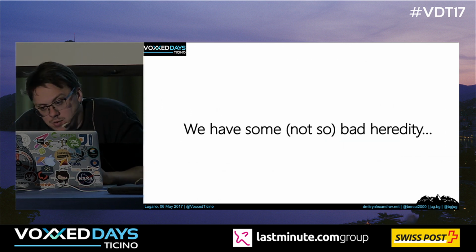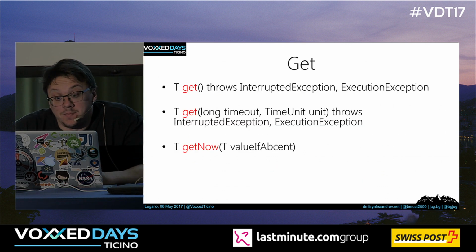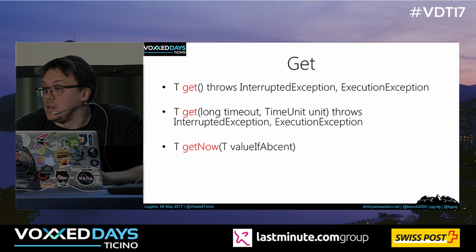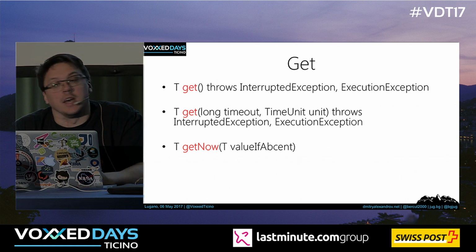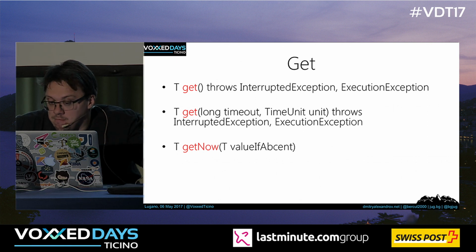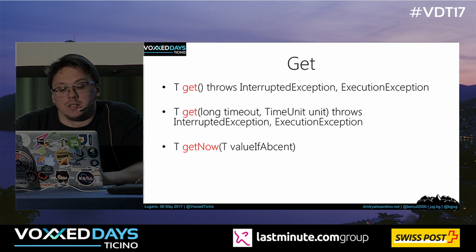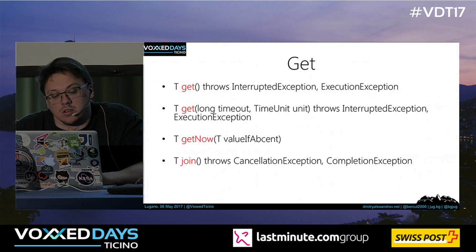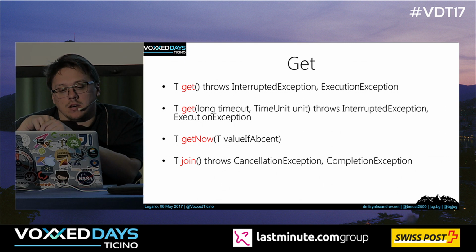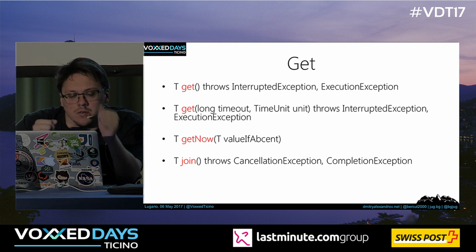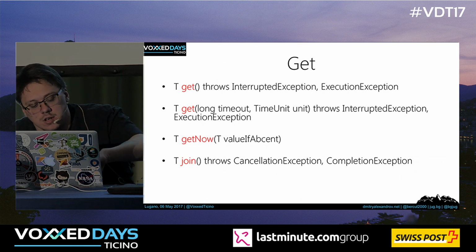But as I told you, we have some bad heredity, and it's the get function, because we're still inheriting the get method from the Future interface, and it's blocking. It's really bad. But there's another option called join. Join is something like the get function, but it does not throw a checked exception. There's a good example of how to use this.